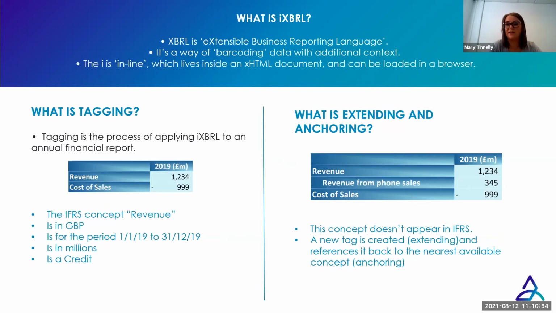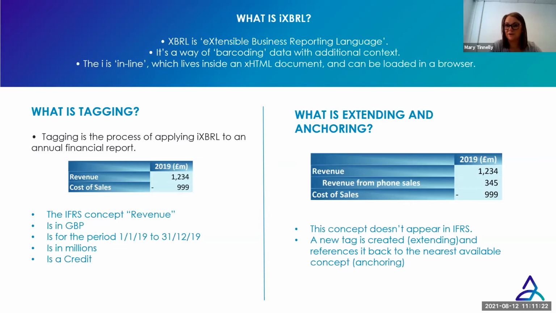However, if this was in an ESEF compliant report, we would still have to tag that value. So in this example, we would create a tag. We'd actually end up creating a separate taxonomy that's just specific to that annual report, create that tag within that taxonomy, and then we'd anchor it back to the nearest line item in the ESEF taxonomy. So we would create a tag and likely name it in this scenario as revenue from phone sales.